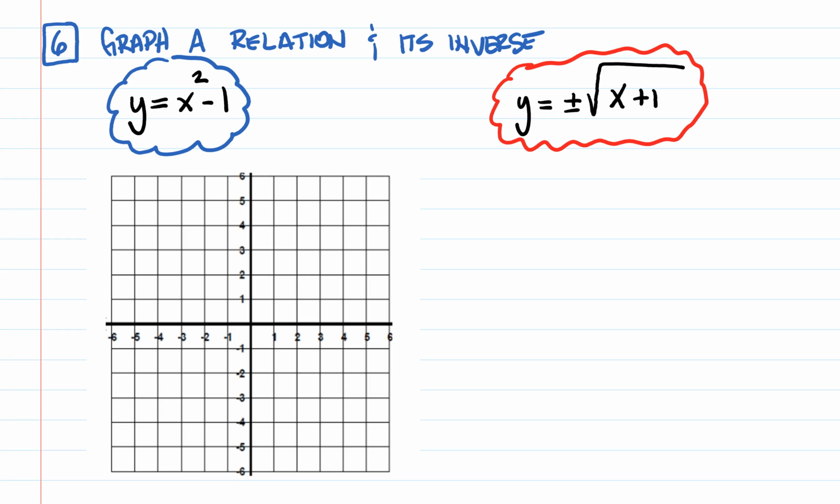Box 6 is another example of graphing a relation and its inverse. So in the blue cloud, I have for you y equals x squared minus 1, which I'll graph on the coordinate plane in blue for you. This, of course, is a parabola where the vertex is down at 0, negative 1, and then it moves over 1, up 1, over 2, up 4, and so on and so forth. So it's going to look like this right here. This would be the blue equation, or the equation in the blue cloud rather.